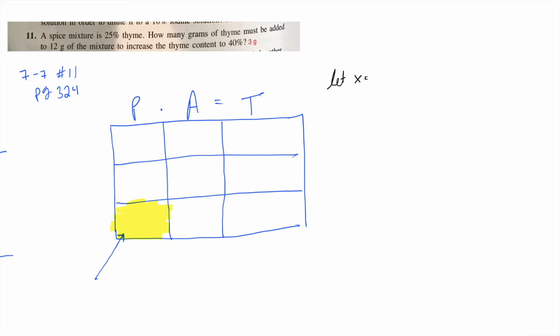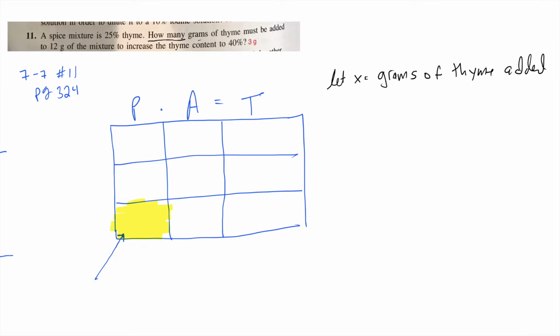Good. So when it says how many, it's the question. So let X equal grams of thyme added. Hey, if the answer is 0, then do you say that you have no amount of thyme? All right. So go ahead, P.